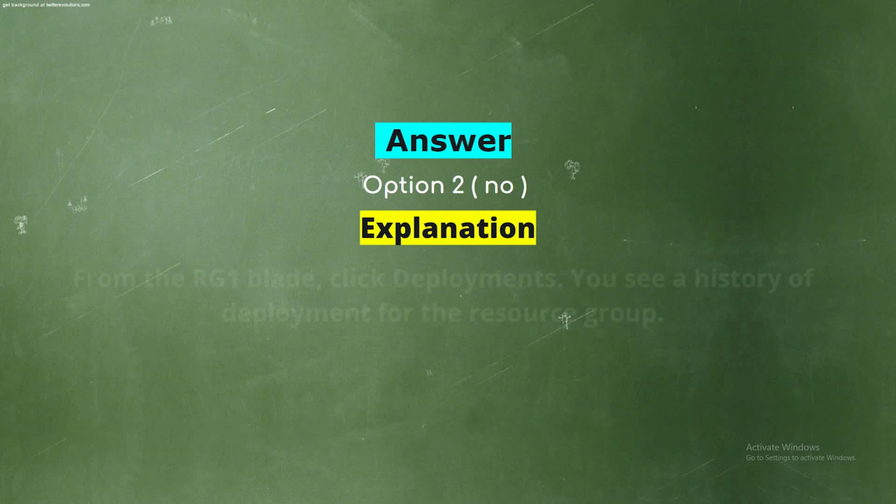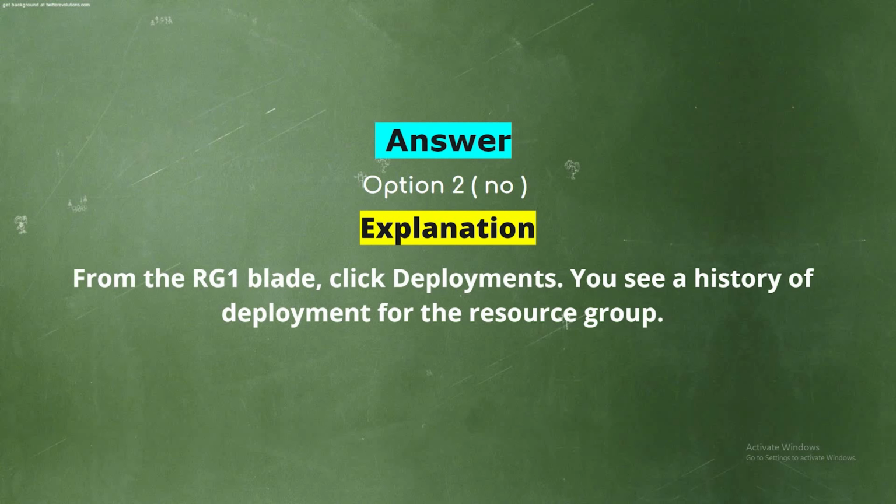Explanation. From the RG1 blade, click Deployments. You see a history of deployment for the resource group. Next question. You have an Azure subscription that contains the resources shown in the following table.